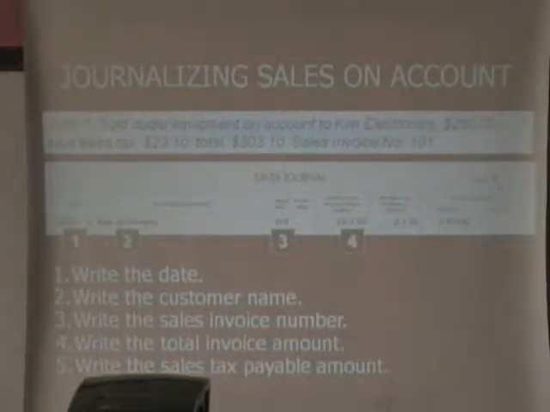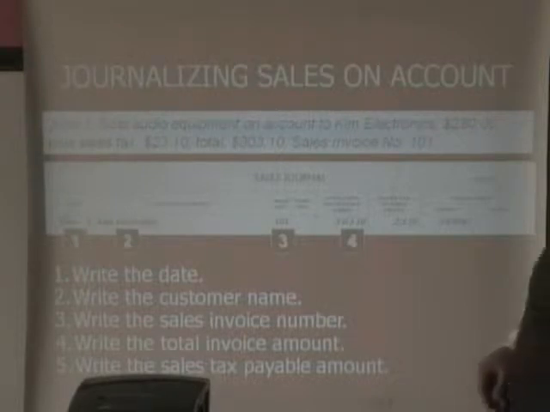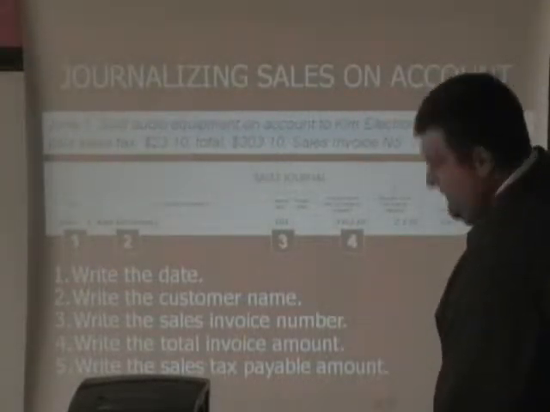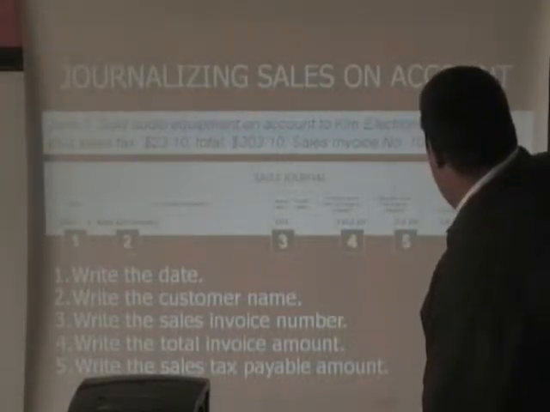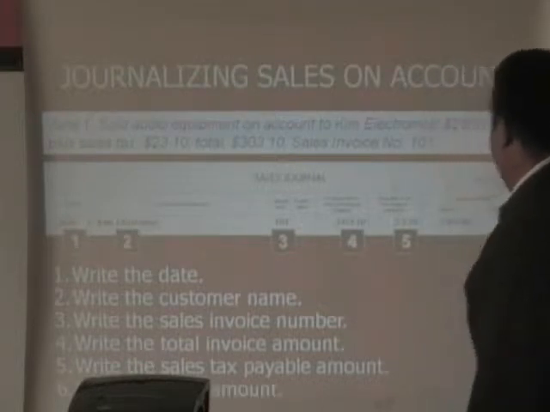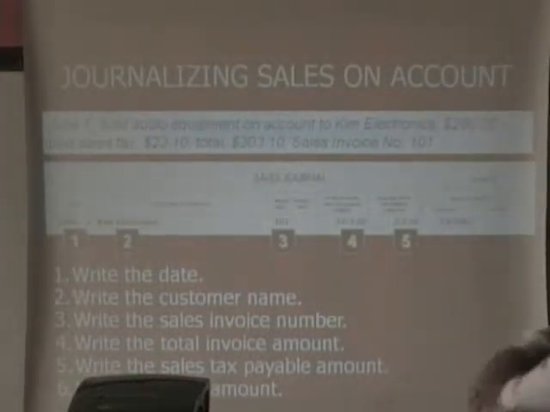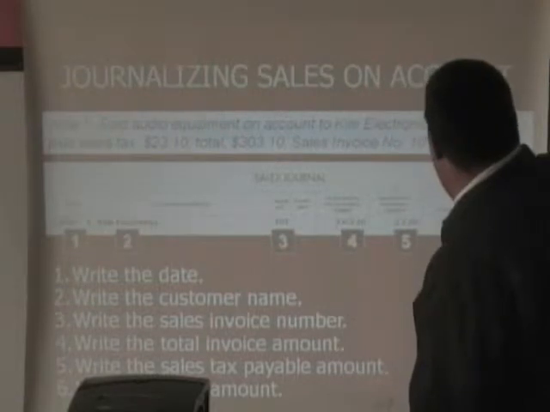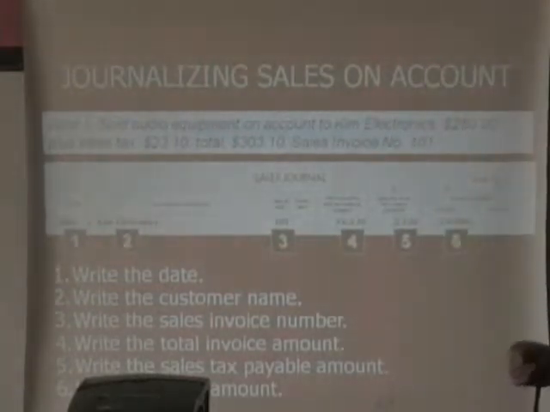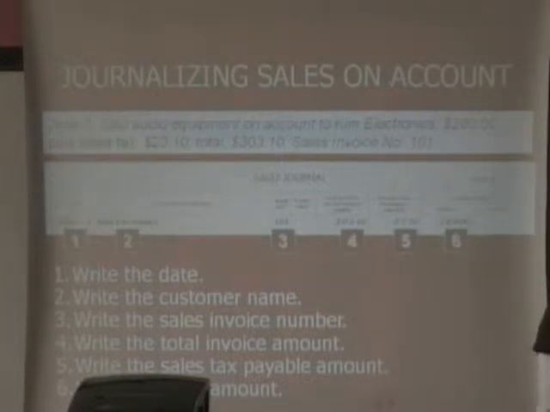Next, we write our sales tax payable amount under the sales tax payable credit. Finally, you write the sales amount under sales credit. Why is sales a credit? Where is it located? It's on the right side of the equation, under owner's equity.